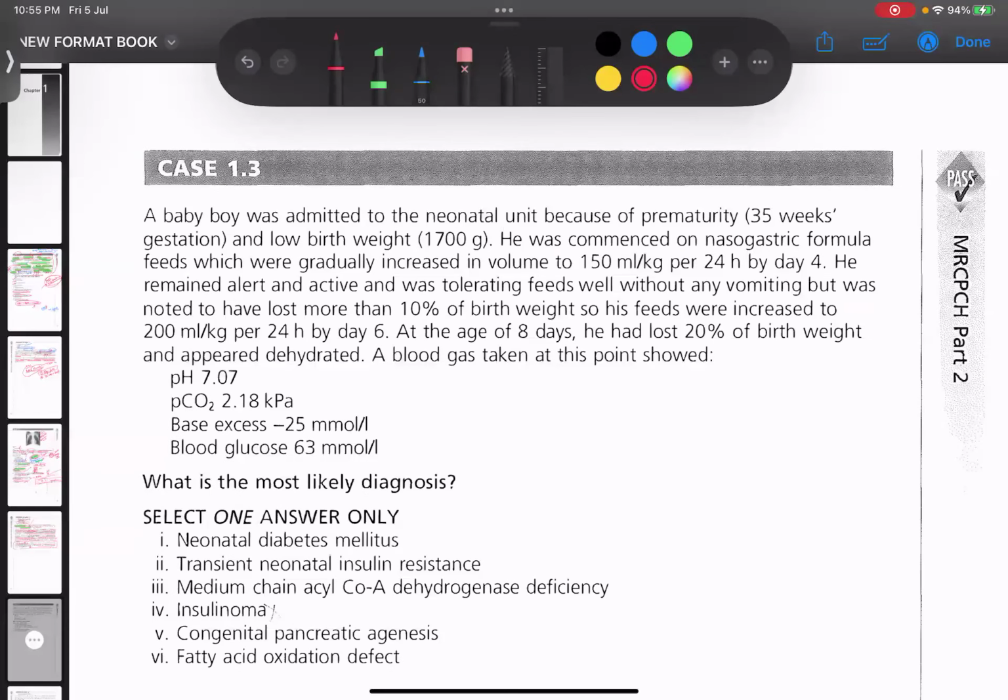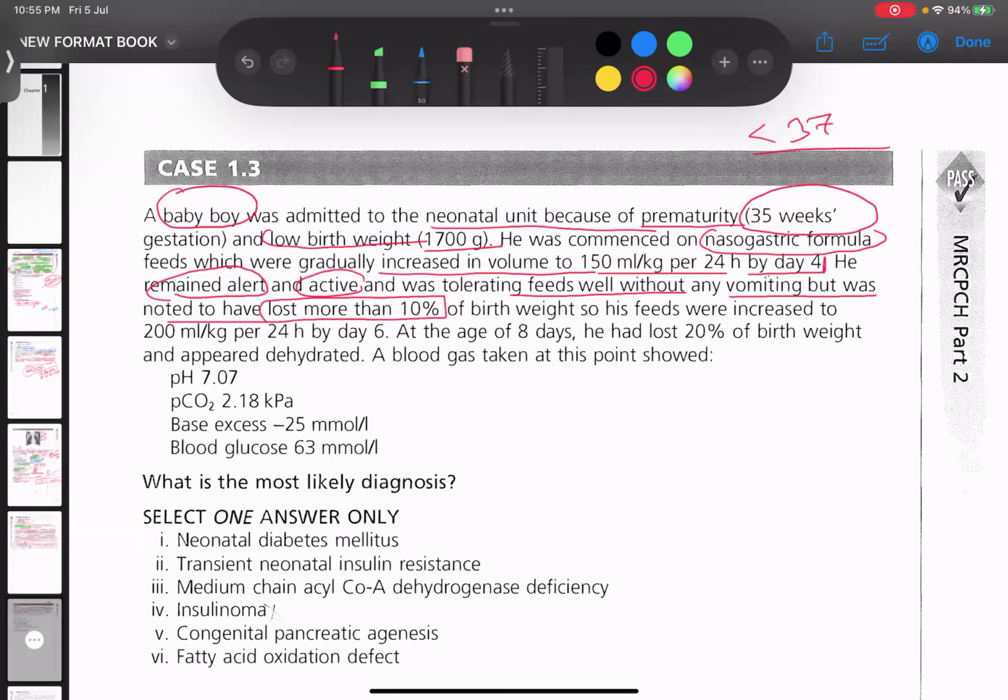A baby boy was admitted to the neonatal unit because of prematurity. He was born at 35 weeks of gestation. If less than 37, we consider that premature. And low birth weight, about 1.7 kg, so 1,700 grams. He was commenced on nasogastric formula feeding, which was gradually increased in volume to 150 ml per kg per 24 hours by day 4. He remained alert and active and was tolerating feeds well without any vomiting, but was noted to have lost more than 10% of birth weight.